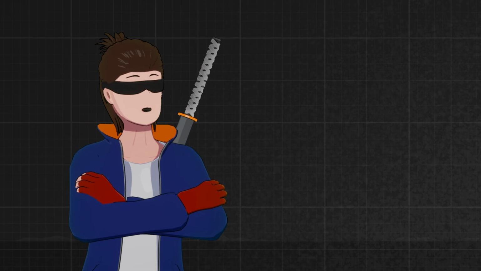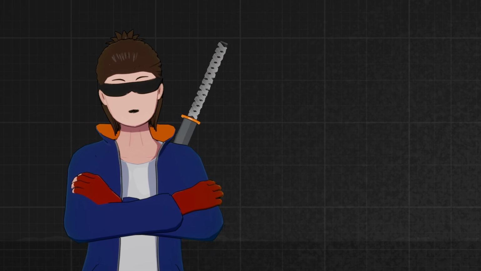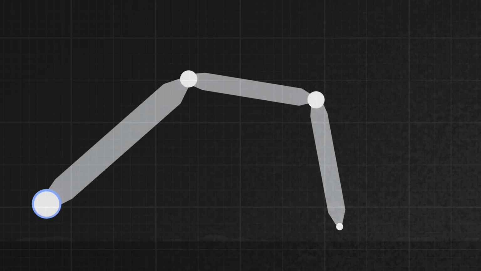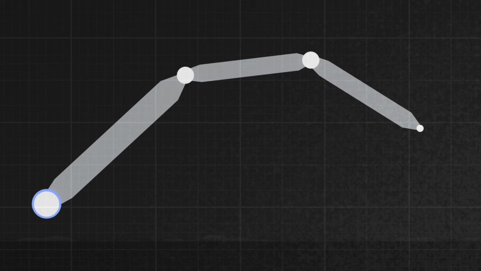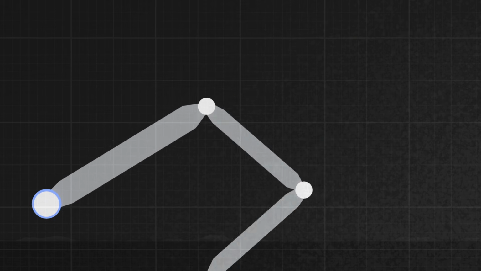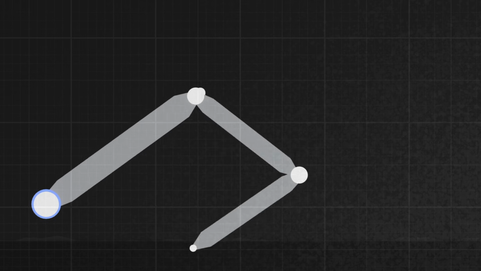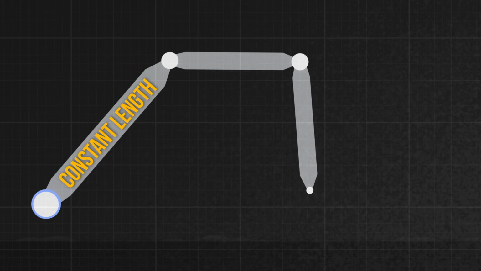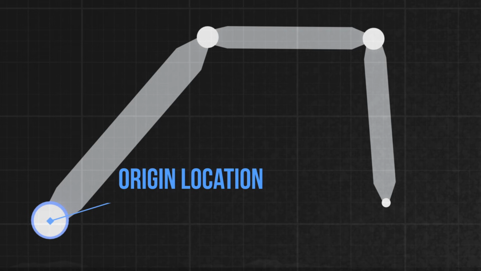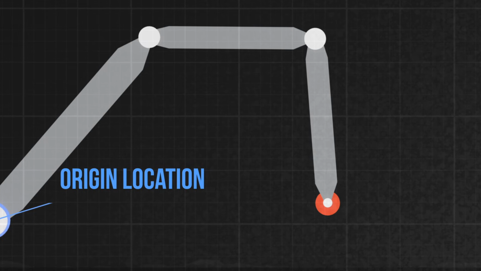First, let's try to understand the problem that IK is solving. Imagine we have a limb, basically a chain of segments which can be rotated relative to each other. Each segment has a constant length which is known to us. We also know the origin location, the point to which the first segment of the chain is attached. On the opposite side, we have this point. Let's call it the end effector.